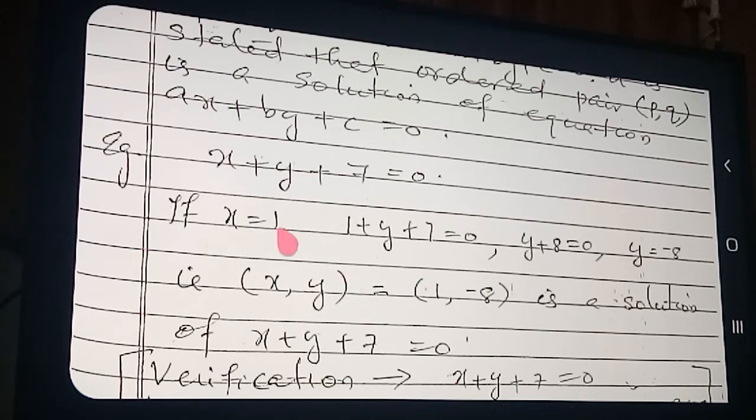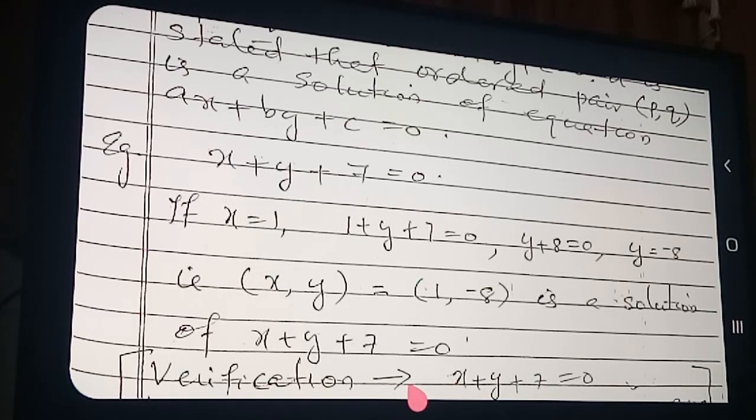Okay, you got it here now. We already found one solution. What is that solution? One solution is (x, y) = (1, -8). In this way you can find many solutions. That is why we have written here that a linear equation in two variables has infinitely many solutions. Here two variables are there, and very clearly we can say it has infinitely many solutions.